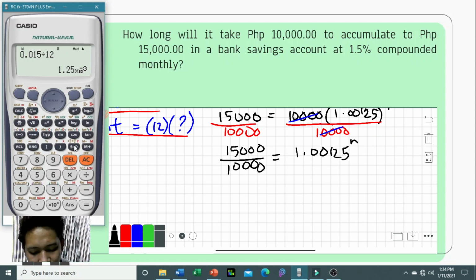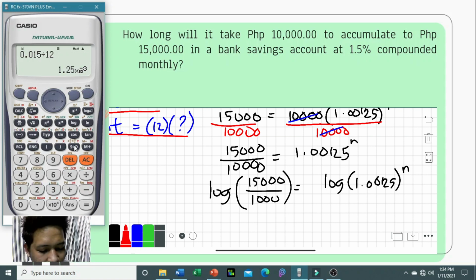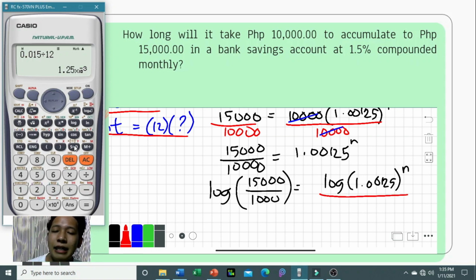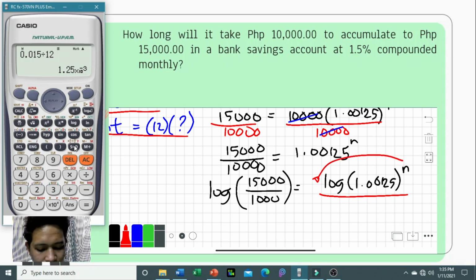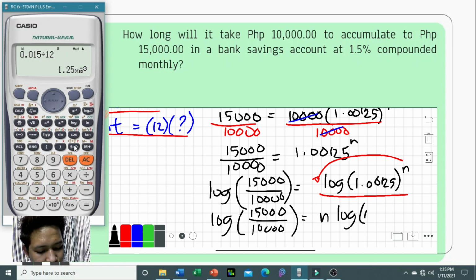Okay po? So we can have here the log of 15,000 over 10,000 equals the logarithm of 1.00125 raised to n, to which pwede natin itong i-rewrite using the law of logarithm number 3, the power rule, to which the exponent can be transferred here. So we'll be having the log of 15,000 over 10,000 equals n log of 1.00125. And then we'll be having what?